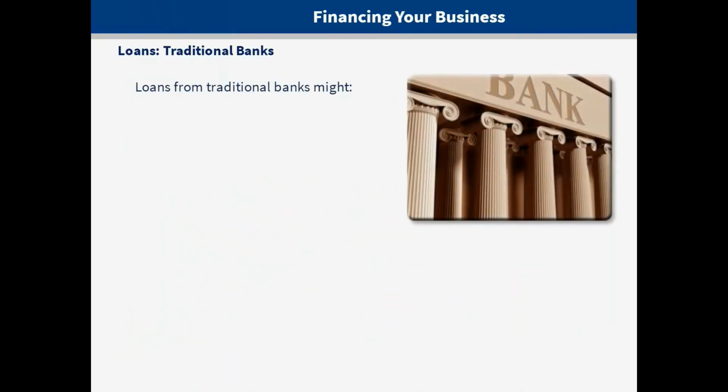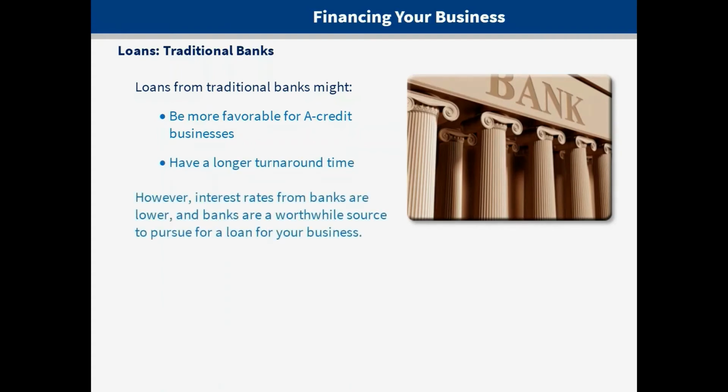Traditional banks can be another source from which you can get a loan for your business. Though traditional banks sometimes tend to be more favorable for A-credit businesses, you may also try to get their assistance. The turnaround time for a loan from a traditional bank might just be on the longer side, but the interest rates are mostly on the lower side. It's worthwhile to check with traditional banks as a source of loans for your business.